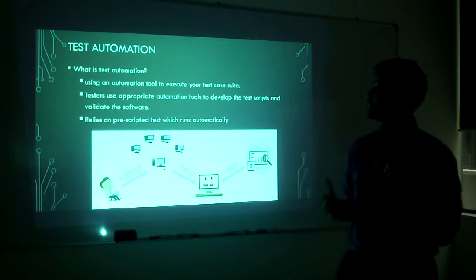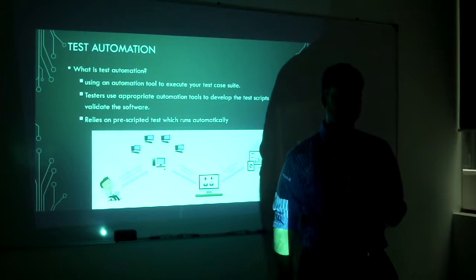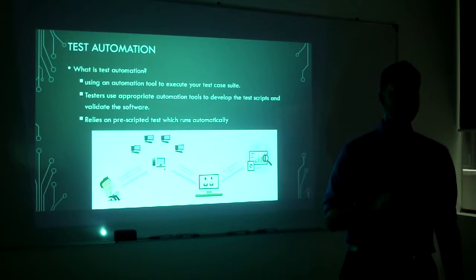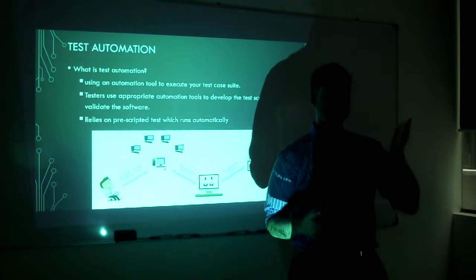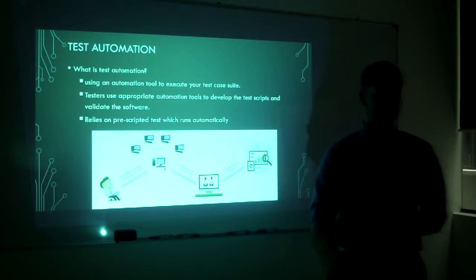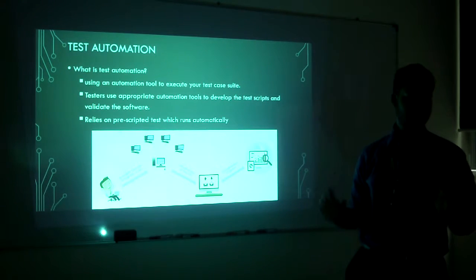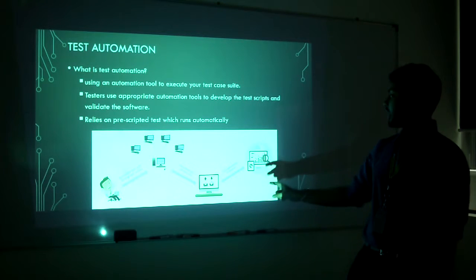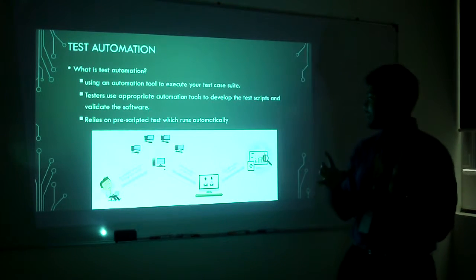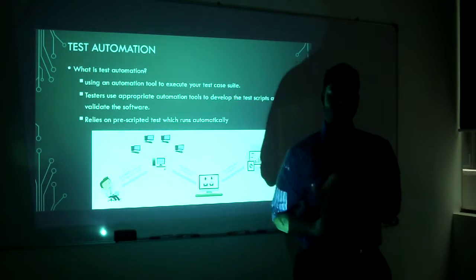What about automation testing? Automation testing is using an automation tool to execute our test suites. It's pretty much the same as manual testing, but in this one we use an automation tool, meaning we develop a script earlier, and all we need to do is just execute. As you can see in this picture, the tester can just relax. Once it's executed, at the end it will generate its report in which it will display how many passed, how many failed, and how many skipped.